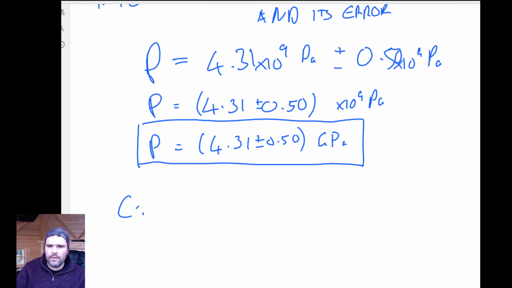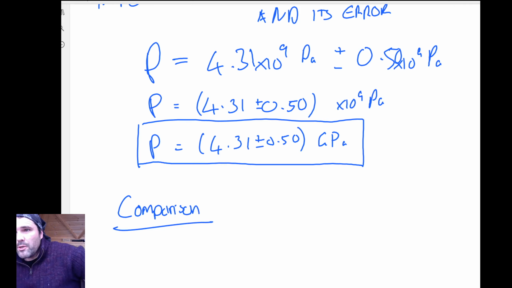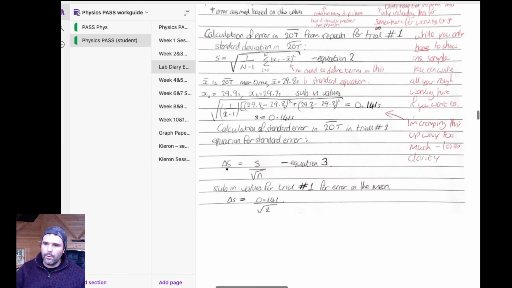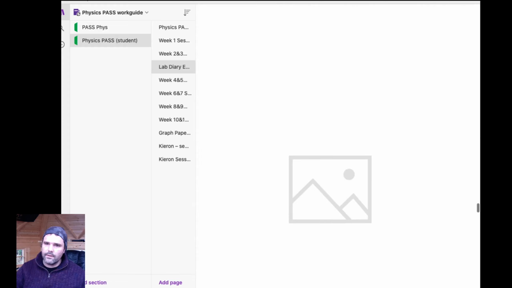So let's take a look at how we do a comparison. This is just something that's specific to this one, but it's quite common if you are looking up or trying to experimentally determine a value that's an accepted value. So, for example, in the pendulum experiment, we do this right at the end. If we just look at the example, right down at the end.